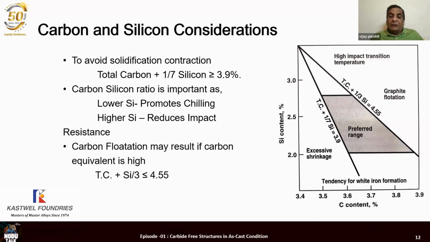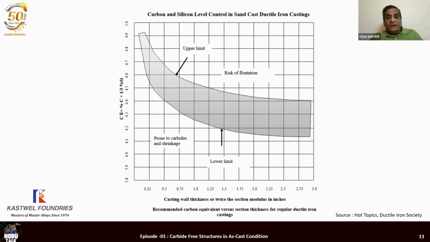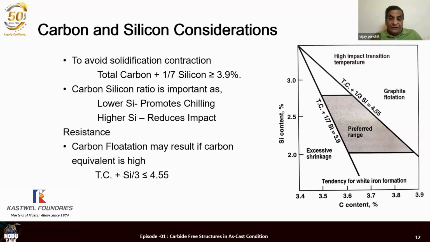So whenever you get a new drawing and whenever you have to determine the composition for the trials, you will first go to the drawing and pick up the minimum and the maximum wall thicknesses in the drawing with the machining allowances. Okay, then you decide what carbon equivalent to do. Let's go back to the slide. Yes, then you will use this line on the left hand side to determine what is the total carbon plus 1/7 silicon. Is it more than 3.9 or not? When you select the composition, this we will see. How to select the composition, you are coming to.